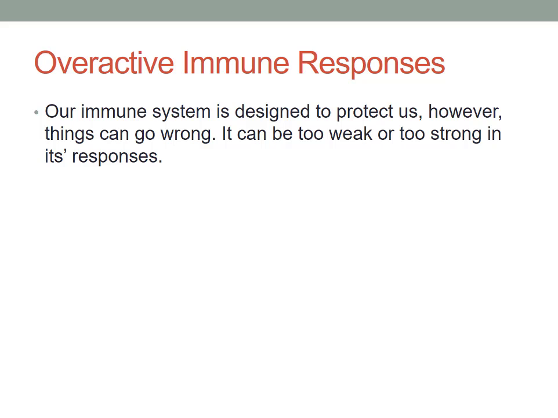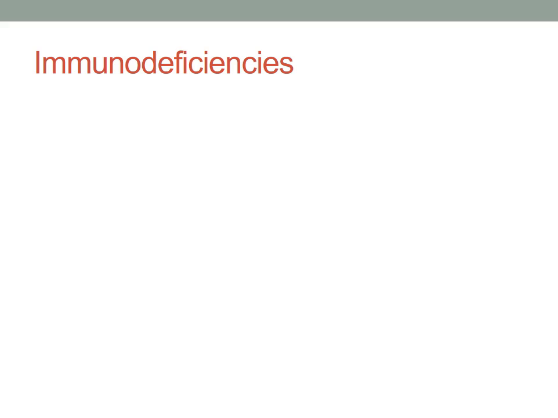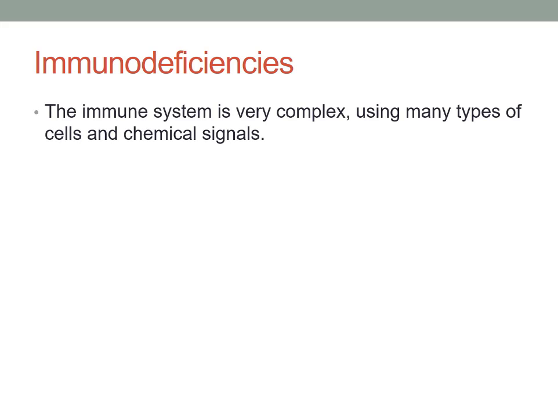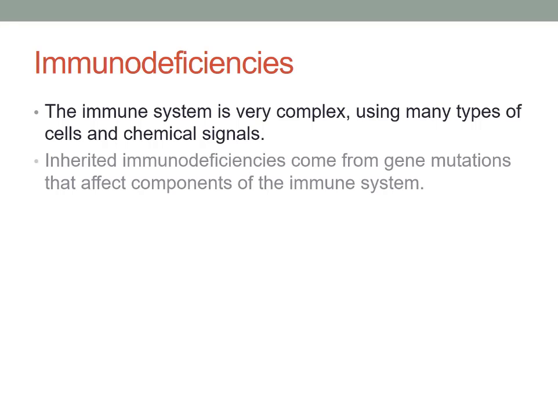Sometimes the immune response becomes overactive, however. Our immune response is designed to protect us. However, things can go wrong. It can be too weak or too strong in its responses. The immune system is very complex, using many types of cells and chemical signals.